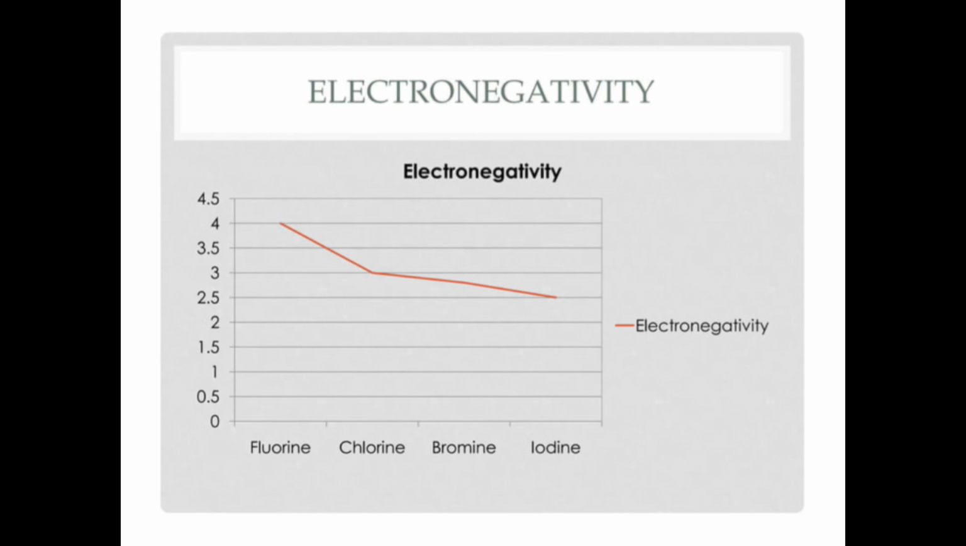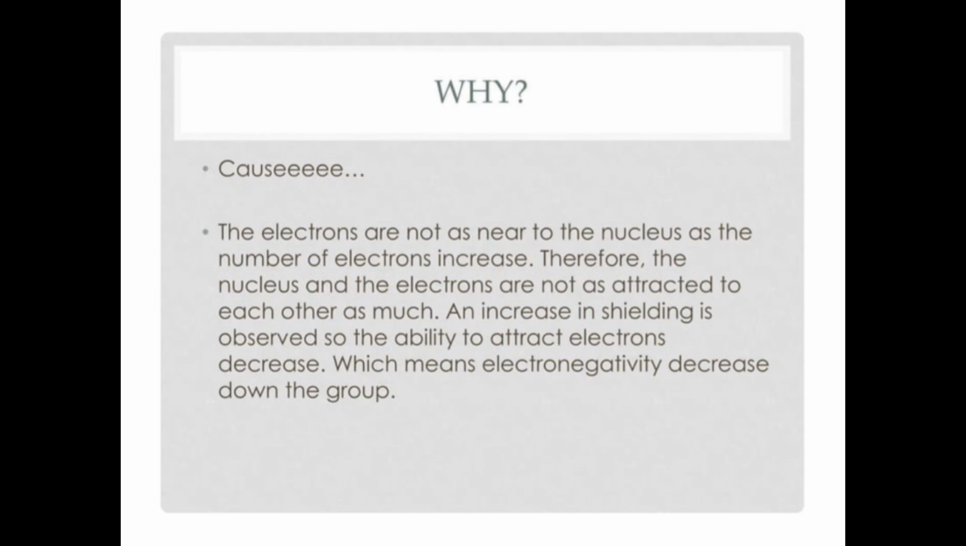Now let's look at another property, their electronegativity. And now you observe that the electronegativity will decrease down the group. In fact, fluorine is the most electronegative element known. So electronegativity decreases down the group. That means the ability to accept electrons decreases.